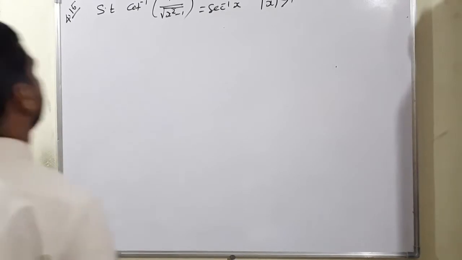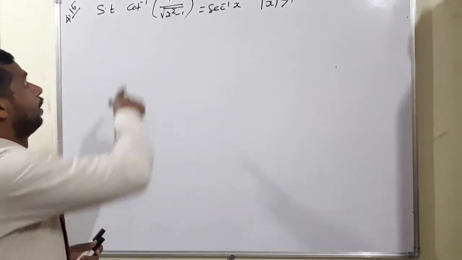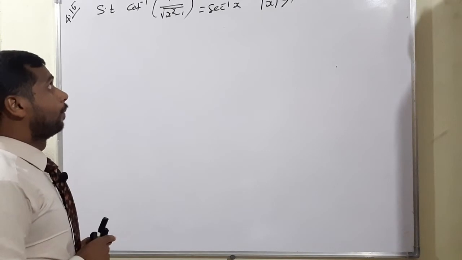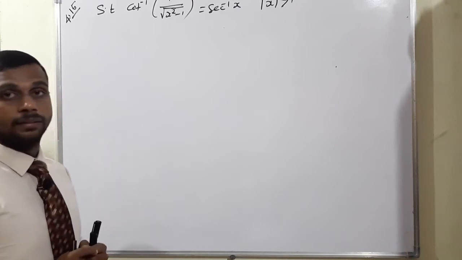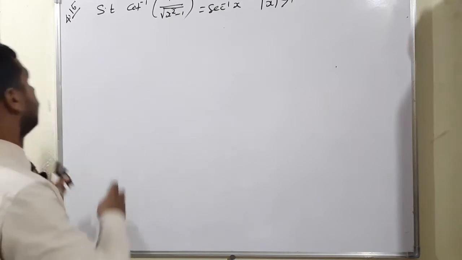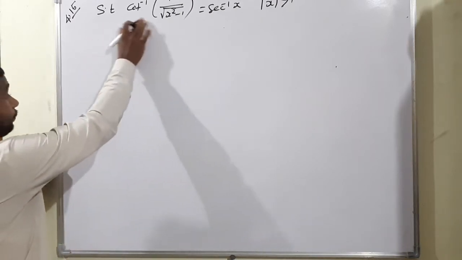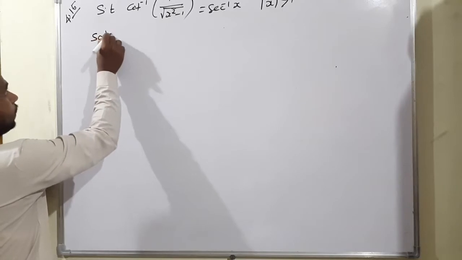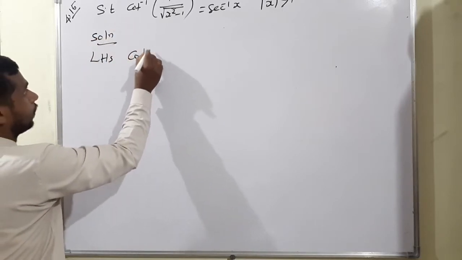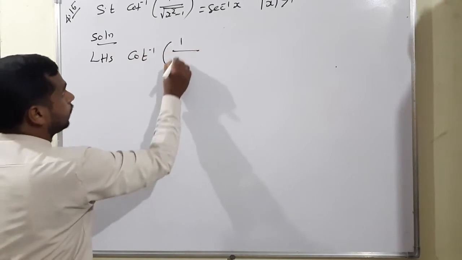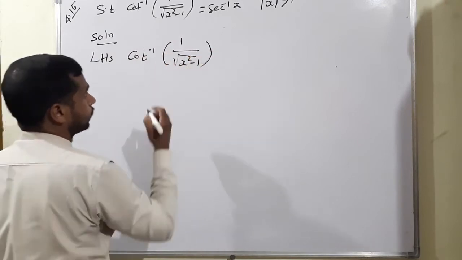Moving to example 4.15. Show that cot inverse of 1 by square root of x square minus 1 is equal to secant inverse x. We have to prove that LHS equals RHS. So listen very carefully. Solution: consider the LHS, cot inverse of 1 by square root of x square minus 1.